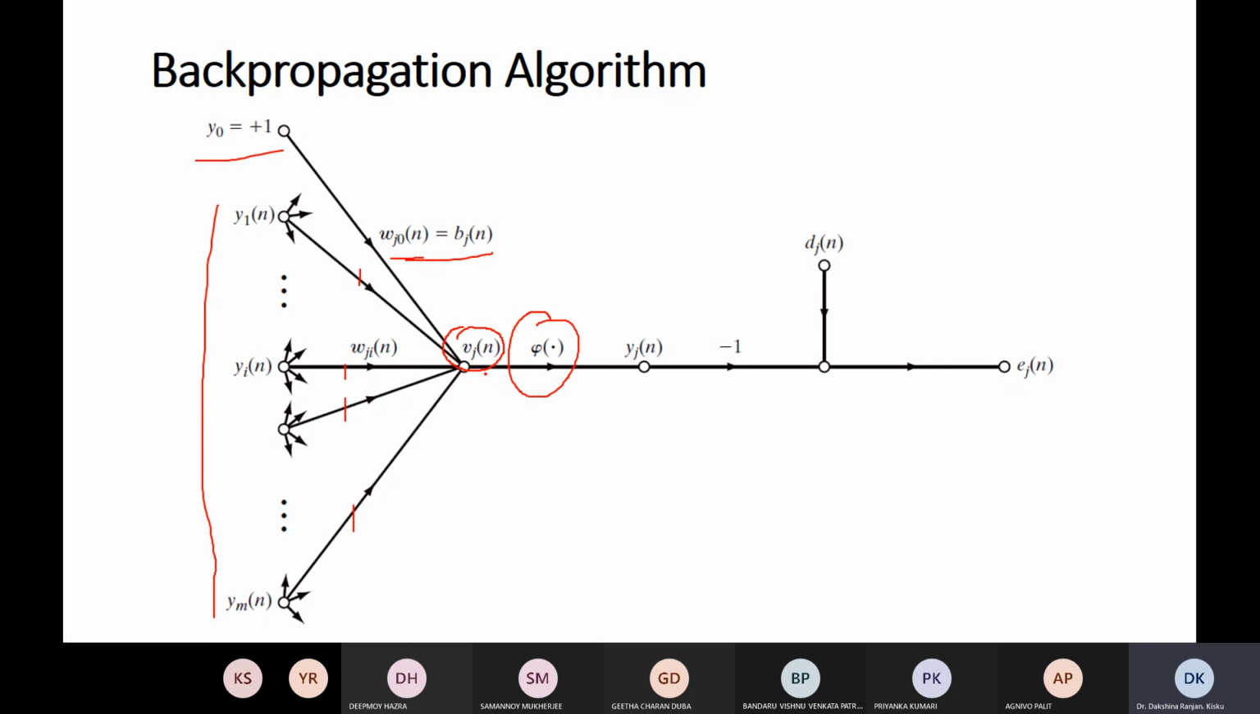Okay, so that is why this vjn is called the induced input at the activation function. And when this induced input is provided to the activation function, the activation function performs the nonlinear transformation of the induced input, and it is generated as yjn, which is called the output of the activation function.